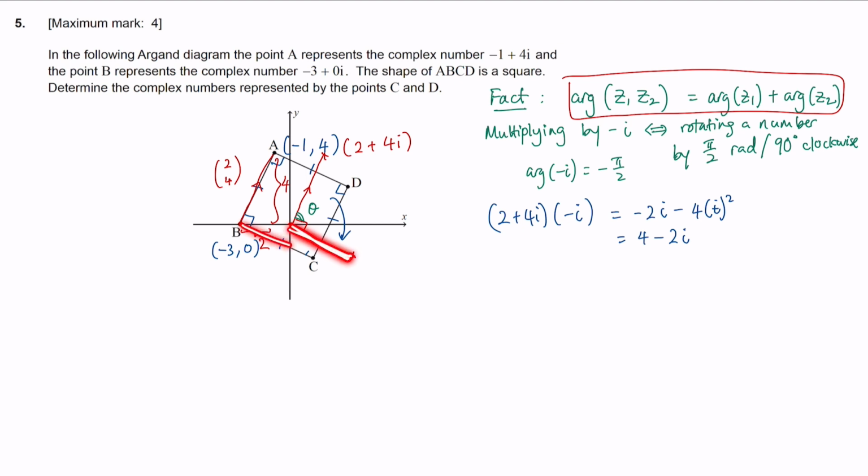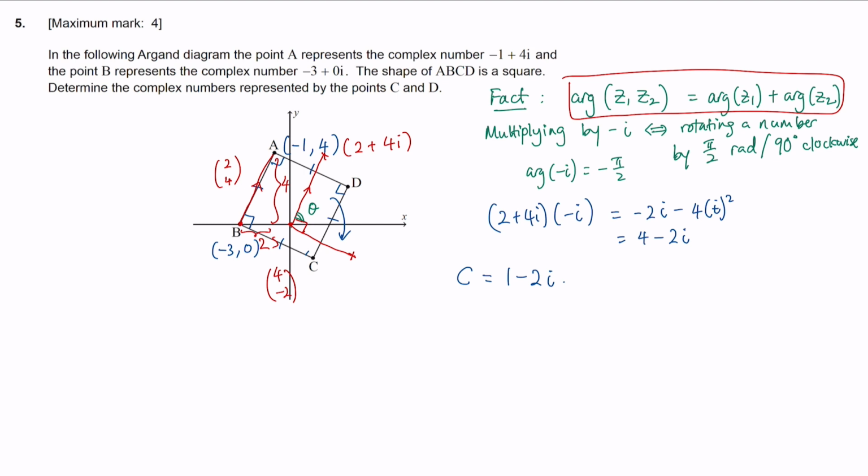So in other words, BC is actually 4 minus 2i as well, because I've taken this and I've just translated it such that it starts from the origin. So the vector BC is actually 4 minus 2i. And so we can deduce that C is represented by the number 1 minus 2i.